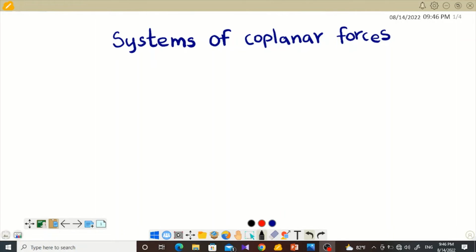If we draw a wrong picture, our answer will be wrong too. So first we have to draw or sketch the force diagram correctly. Then we have to talk about some important states of the system. First I am going to talk about the equilibrium state of a coplanar system.